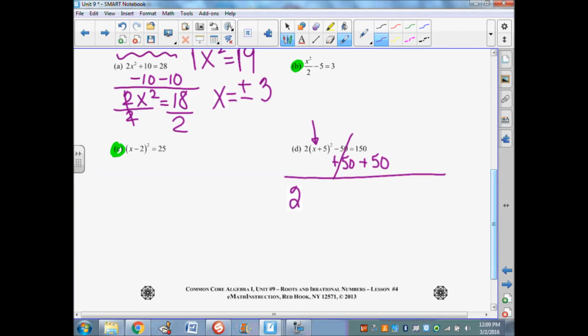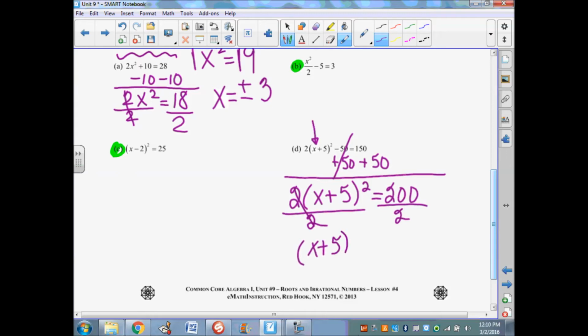So I think you guys already knew, maybe you just never thought about it. When you solve equations, it's the reverse order of PEMDAS. Marinate on that one for a bit. Okay, 200. Then we've got to divide by 2. So (x plus 5) squared equals 100.